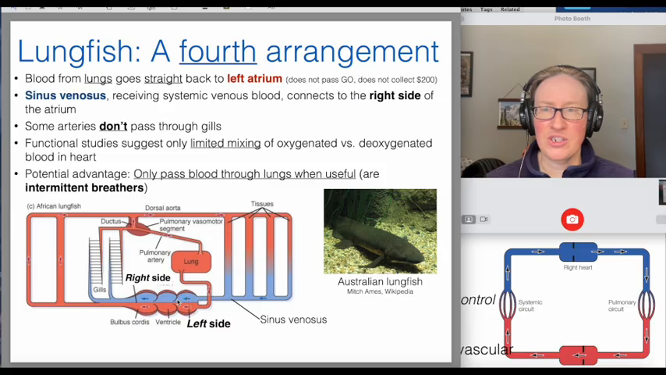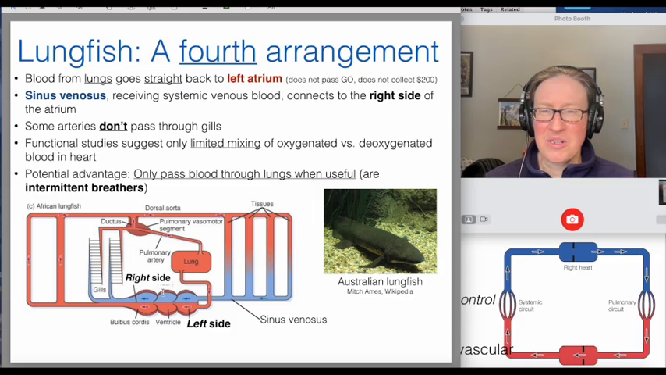And in lungfish, some of the arteries don't pass through the gills, right? So we see arteries here bypassing the gills, heading straight to the systemic system. And from carrying out some functional studies of lungfish hearts, it seems that there's actually only limited mixing of the oxygenated and deoxygenated blood in the lungfish heart. So there's no physical separation, right, between the sides of a lungfish's heart. But in spite of the fact that there's no physical separation, there's only limited mixing, right? So this probably reflects just the property of laminar flow through the heart.